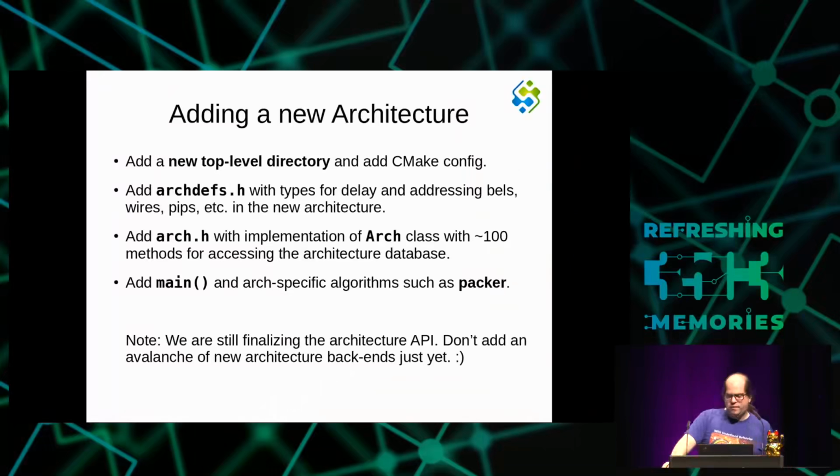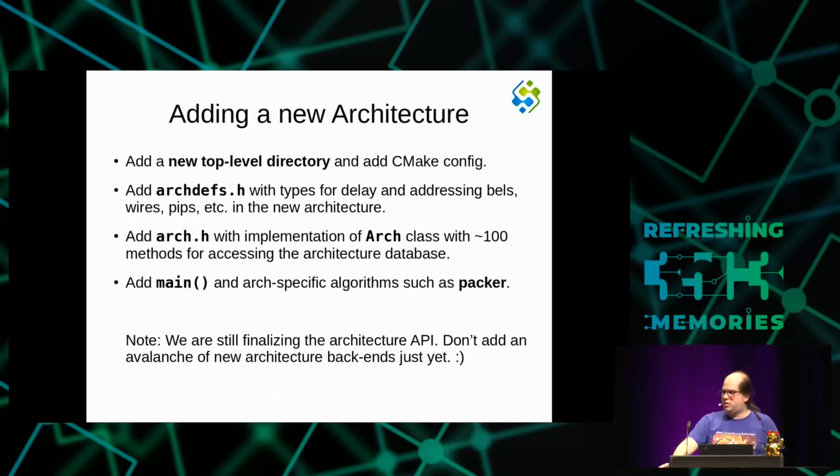So say you have an FPGA, you built your own FPGA, you documented an FPGA, something like that, and you would like to add a new architecture to nextpnr. What would that look like? So the first thing you would need to do is create a new top-level directory in the nextpnr code base, and add a little bit of CMake magic to make it appear as architecture. And then in this directory that you created, you need to add at least two files. One is called archdefs.h and the other one is called arch.h.